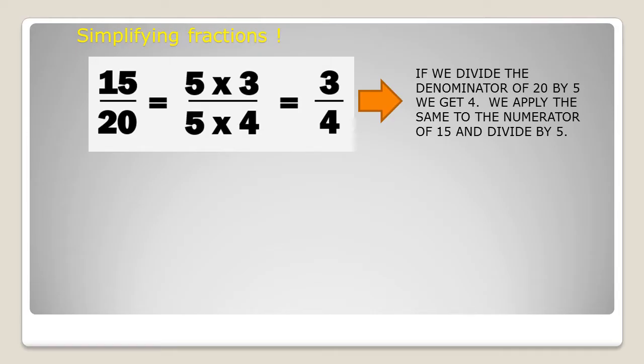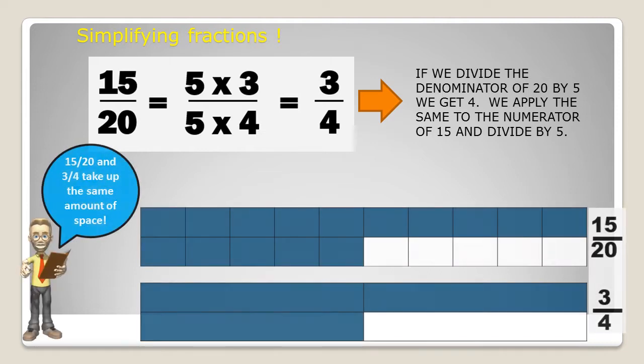Another way to help us with fractions is simplifying. In this case, we can divide the numerator and denominator by 5 because it's the lowest common multiple. By doing so, we get 3 over 4, which is equivalent to 15 over 20. Another way of looking at it is through these two bars. We've covered the same amount of space.